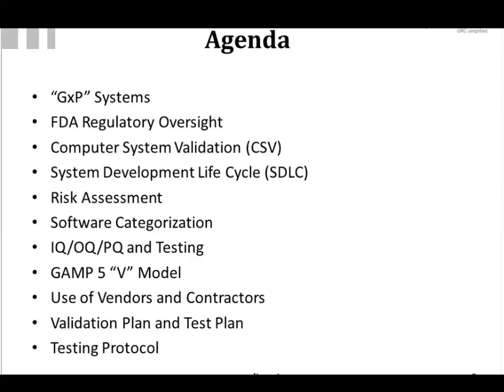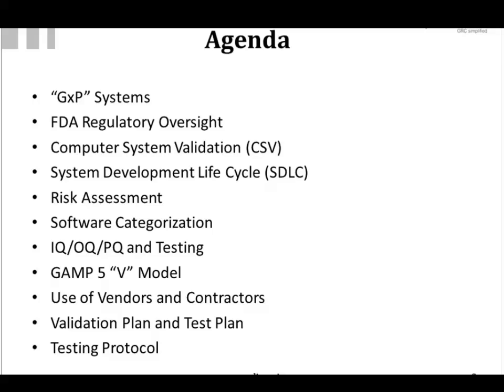We have quite a long agenda, but we're going to talk about GXP systems, what we mean by those systems, which are regulated by FDA. We'll talk a little bit about regulatory oversight from FDA, and then we'll get into computer system validation, the system development lifecycle, the importance of risk assessment and software categorization, and then we'll get into IQ, OQ, and PQ, and other types of testing. We'll look at the GAMP 5 V model that covers validation.